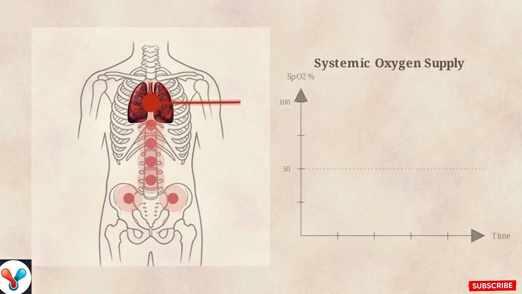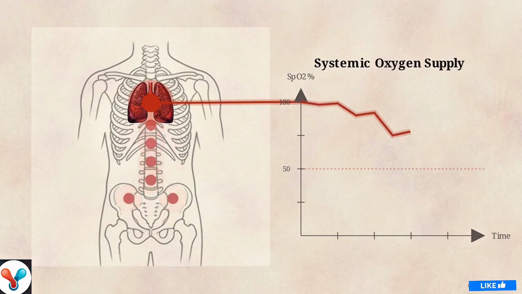Surviving a sickle cell crisis depends entirely on pinpointing exactly where in the body these cells undergo this physical transformation and how that specific location compromises the patient's systemic oxygen supply.